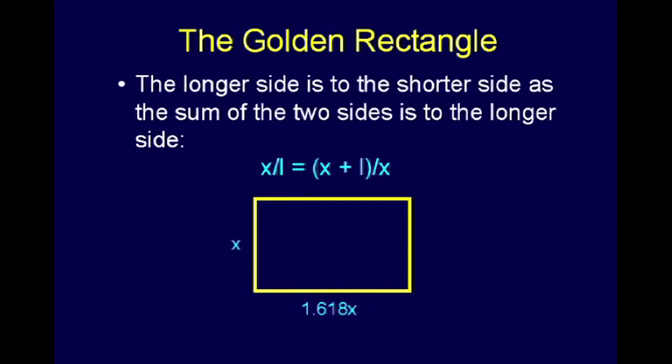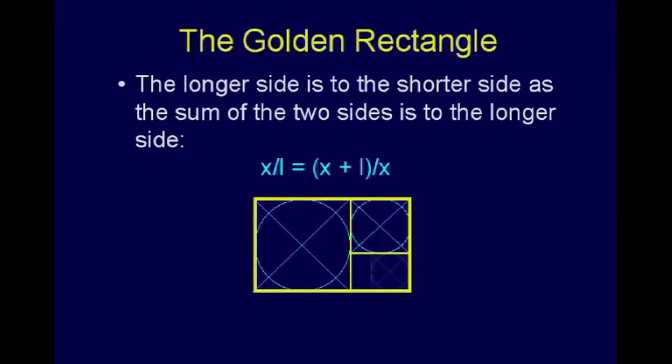The ratio of the long side to the short side is 1.618. But the point is, if you take a square out of that, you still end up with a golden rectangle. If you take a square out of that, you end up with a golden rectangle, and so forth. You follow me? It's got some interesting mathematical properties, and on it goes.